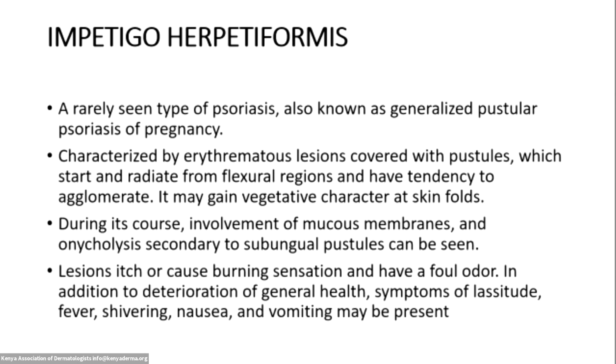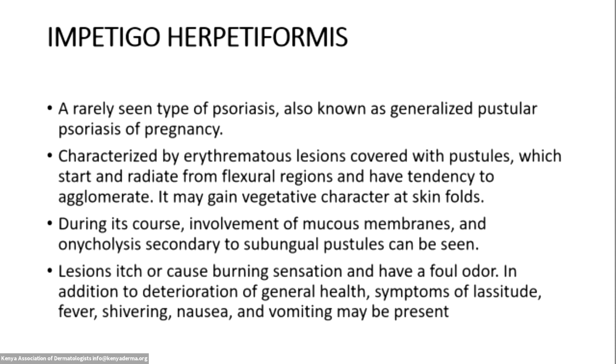So it's generalized pustular psoriasis occurring in pregnancy. It tends to have erythematous lesions covered with pustules, which start and radiate from the flexural regions and have a tendency to agglomerate. It may gain vegetative character at the skin folds and tends to be very debilitating, in that the patient can have lassitude, fever, shivering, nausea, and vomiting.